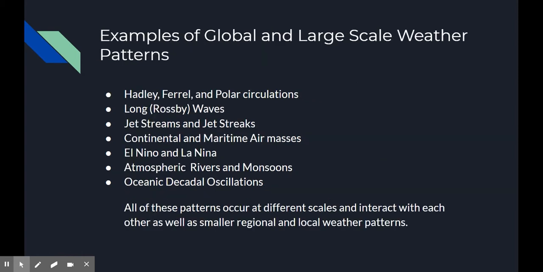Here are some examples that we're going to talk about in this presentation: Hadley, Ferrell, and polar circulations, long Rossby waves, jet streams and jet streaks, continental and maritime air masses, El Nino and La Nina, atmospheric rivers and monsoons, and the oceanic decadal oscillations. These can all interact with each other to create the weather that we see and how it impacts us.